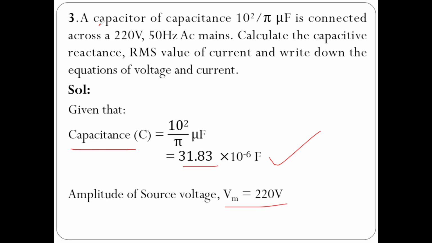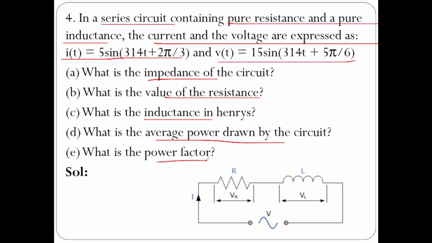Now, in a series circuit containing a pure resistor and inductance, so an RL circuit, the current and voltage expressions are given. This is the current and this is the voltage. You have to determine the impedance, the resistance, the inductance, the average power and the power factor. So all these terms are to be determined here.